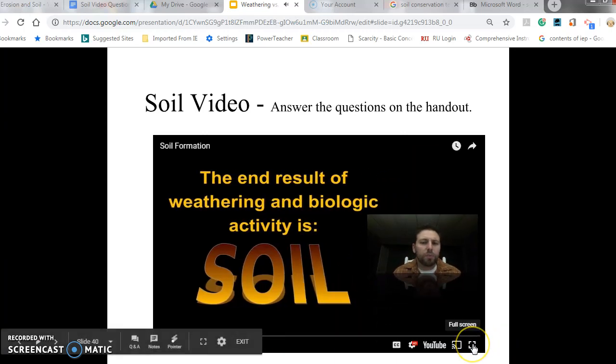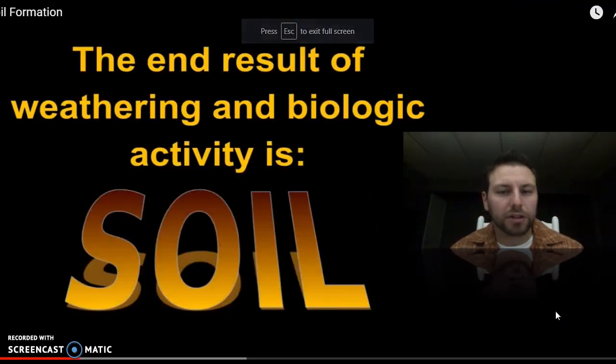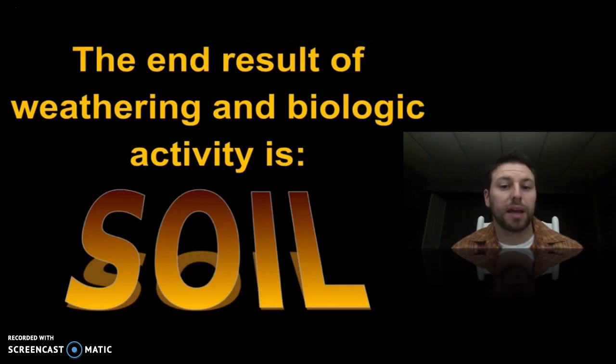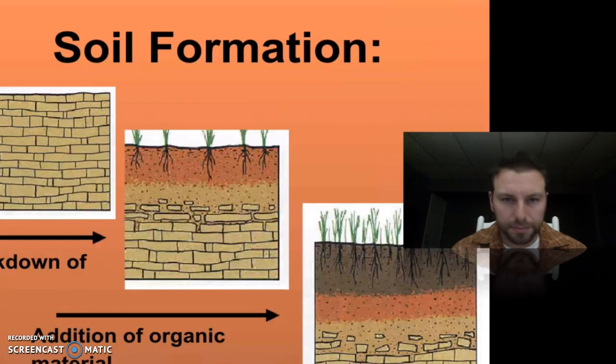The end result of weathering and biologic activity is soil. So when we saw the leaves and the grass, that's all biologic material, or those plants could have been doing something to the soil. And we also saw sediments, and we know that sediments are the end result of weathering. So we combine them, we get soil.